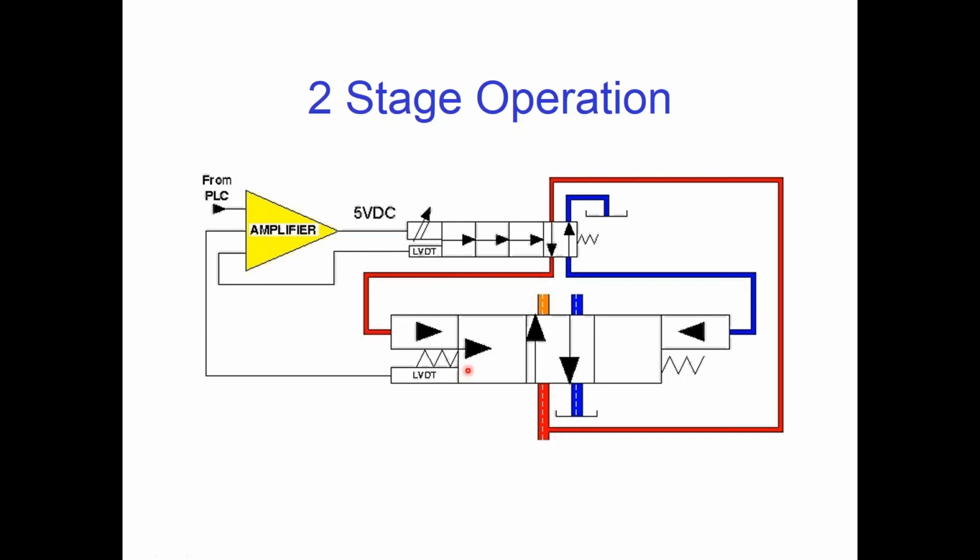It will continue to shift until we get a negative 5 volt feedback from the main spool. Once that happens, once we get our negative 5 volt feedback from the main spool, then our amplifier is going to shift the pilot valve closed and stop shifting that main spool. That's the basic way that they operate.